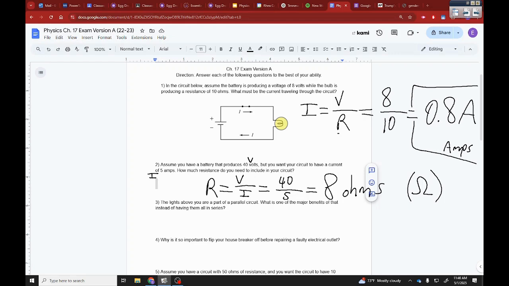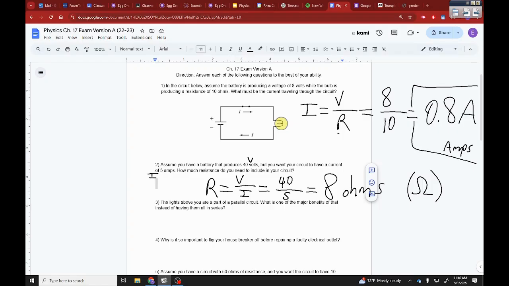Number 3, the lights above you are part of a parallel circuit. This is assuming you're reading this in the classroom. I don't know about your lights at home, but they're probably also on a parallel circuit. What is one major benefit of that instead of having them all in series? One of the major benefits is that if one of those lights goes out, the whole system doesn't collapse.